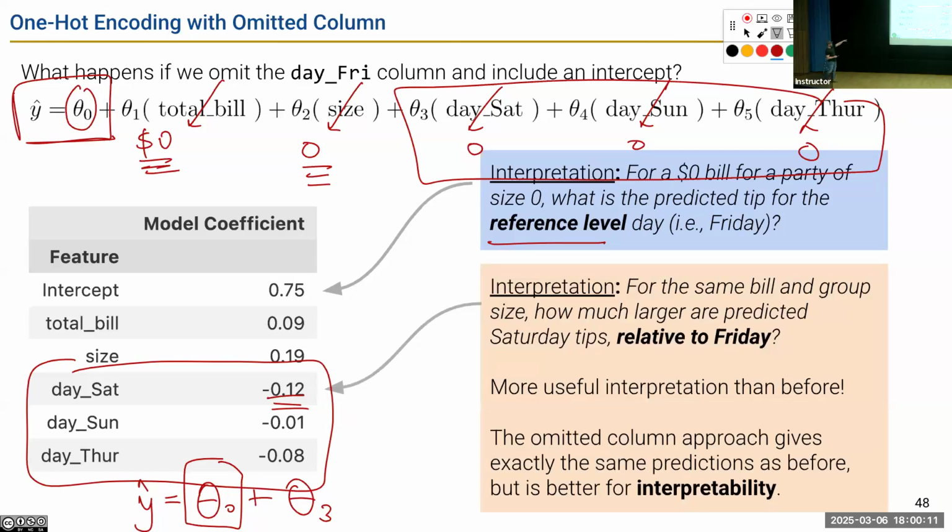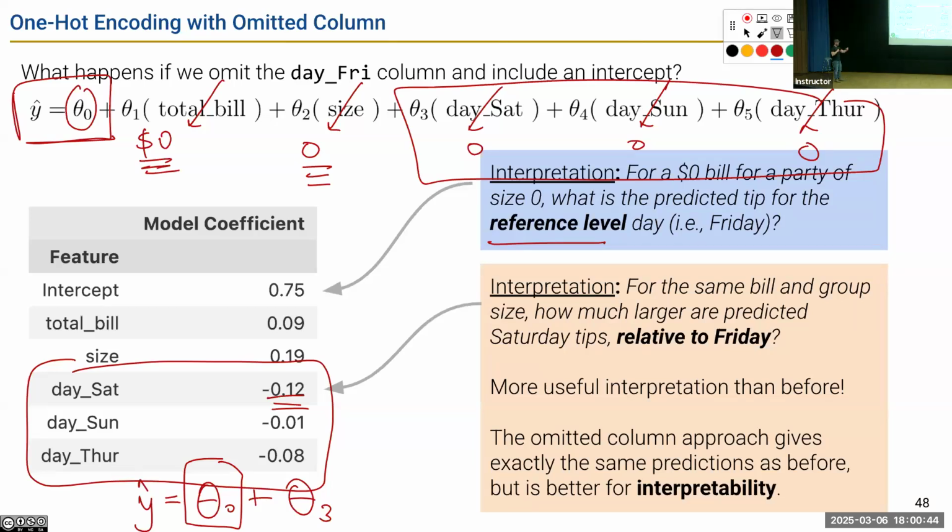You can recover that negative 0.12 from the old coefficient table. I think the Saturday coefficient in the other table was about 0.12, 0.13 smaller than this. It's all due to rounding. Okay, again, these are all going to give the same predictions, but just keep in mind we now have a much easier time interpreting these coefficients. How different is my tip on Saturday relative to Friday for the same size bill and the same number of people? Okay, so we get this interpretability benefit by omitting a reference level column.